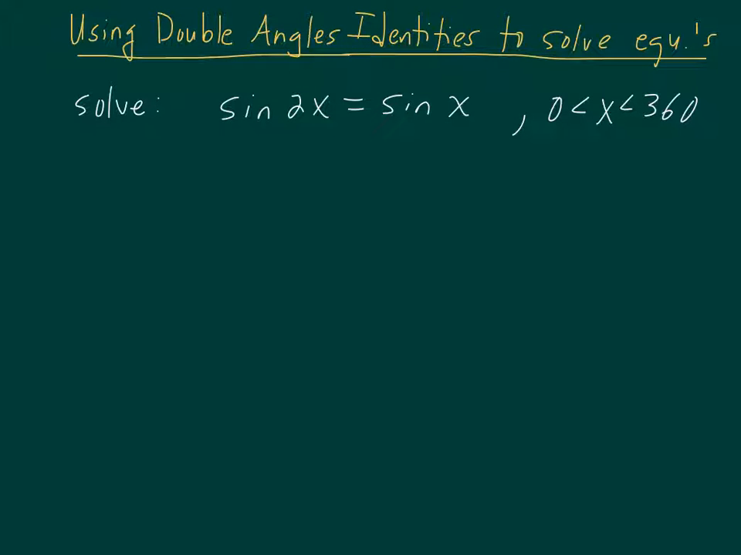Alright, we're now going to use double angle identities to solve an equation. So notice how we have a double angle in this equation, and we're looking to solve it from 0 to 360.